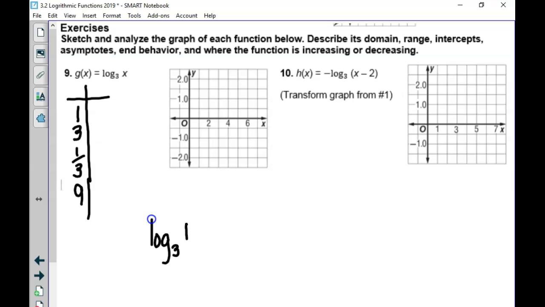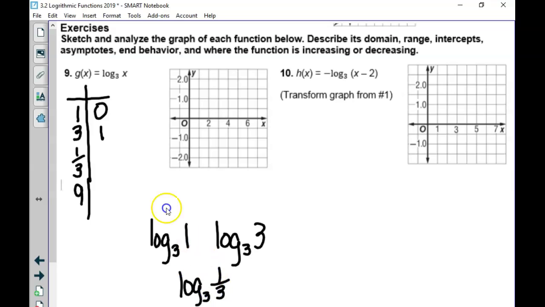Log base 3 of 1 means 3 to what power is 1? 0. Okay. Log base 3 of 3 is 1. Log base 3 of 1/3: 3 to what power is 1/3? Good job. And log base 3 of 9 would be 3 to what power is 9? 2. So if I plot those, at 1, it's at 0. At 3, it's up at 1.